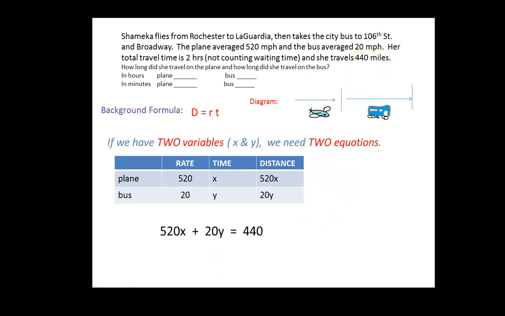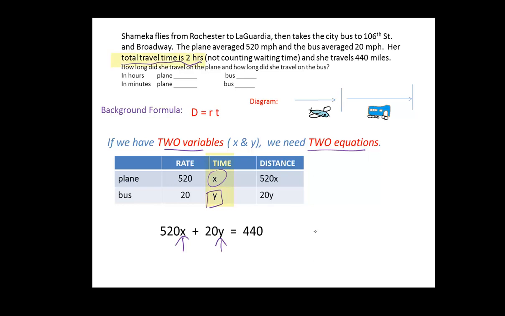Notice if we have two variables, and here they are, the x and the y, two variables, we need two equations. So let's look for another equation here. Now notice that x and y are the time of the plane and the bus. And back up here, although we didn't know each time, we do know the total time is 2 hours.